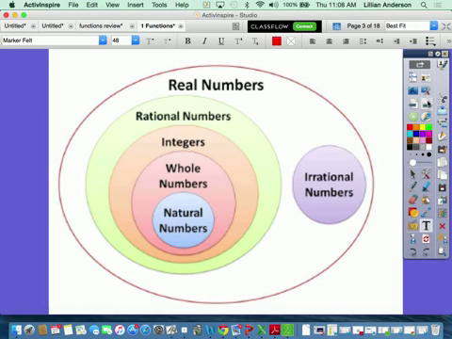And that right there is represented by not an I, but what letter? C. Okay? And whole numbers is represented by what letter? W. Okay?